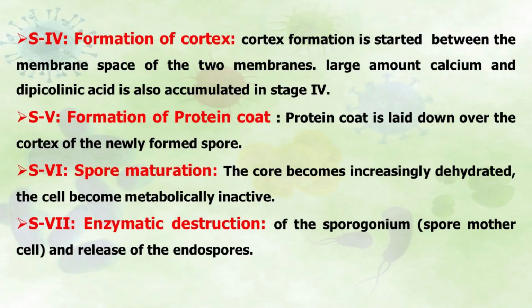Stage 4, the formation of cortex. The cortex formation starts between the intermembrane space of the two membranes. A large amount of calcium and dipicolinic acid also accumulates in stage 4. Next one is stage 5, the formation of protein coat. The protein coat is laid down over the cortex of the newly formed spore. Stage 6, the spore maturation. The core becomes increasingly dehydrated. The cell becomes metabolically inactive. And then stage 7, enzymatic destruction of the sporangium and release of the endospore.